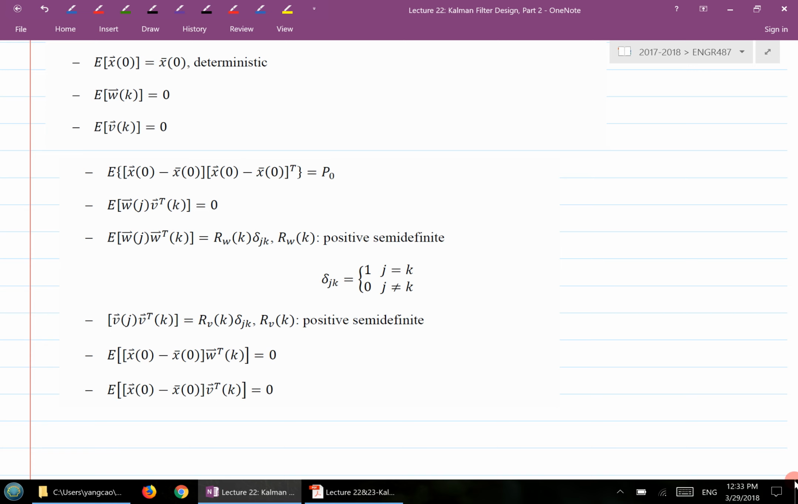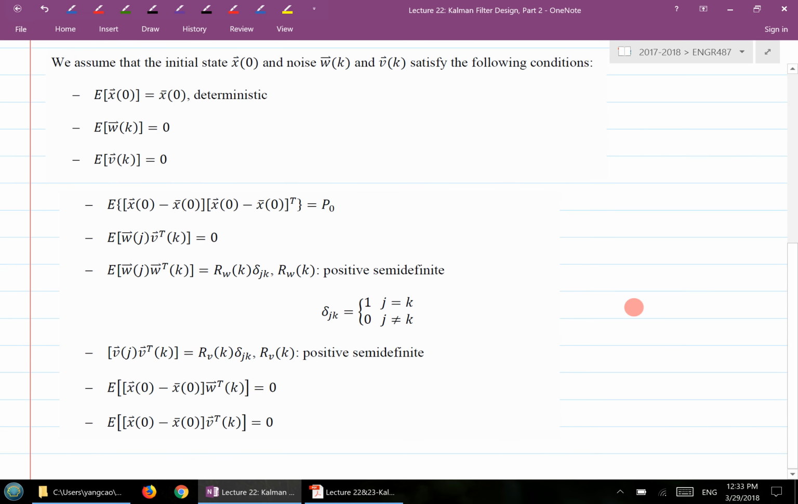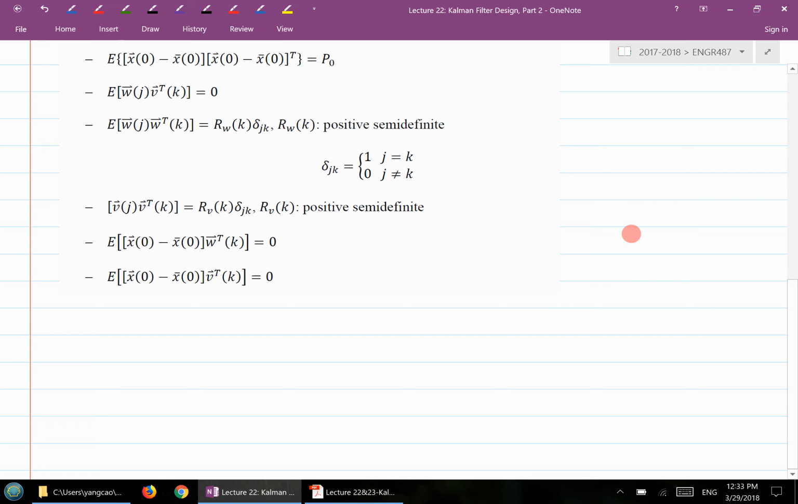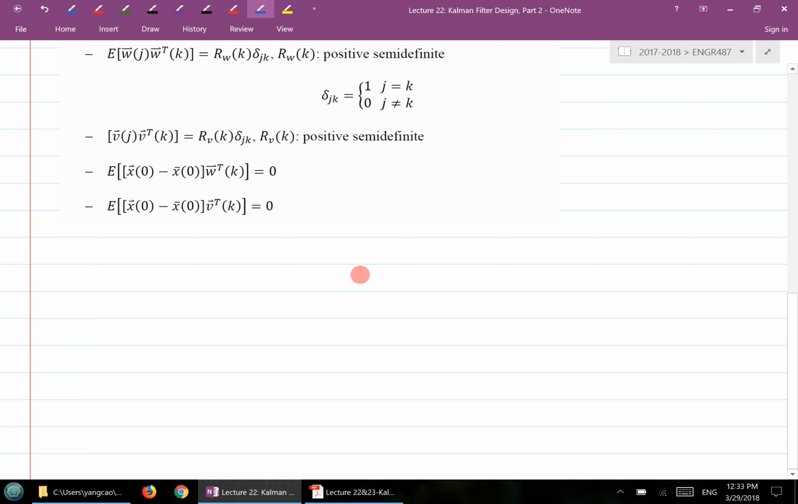Basically, how do we design a Kalman filter to observe the system states while there's noise in the system? There are a couple of properties you just have to remember here: R_W represents the covariance matrix for the process noise, and R_V represents the covariance matrix for the sensor noise. The purpose of the Kalman filter is essentially an observer, a type of observer design.